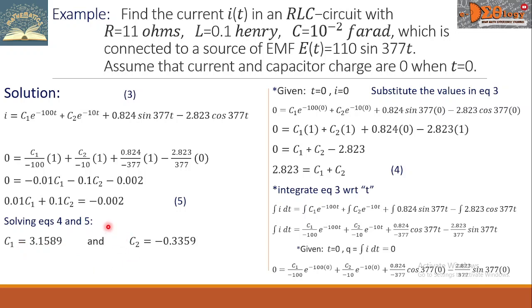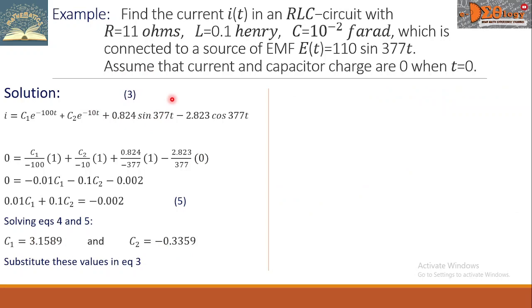We can use elimination method or substitution method. We will find that C sub 1 is equal to 3.1589 and C sub 2 equals negative 0.3359. We're going to substitute these values in equation number 3. This is our equation number 3. So for the final answer, we will have like this.